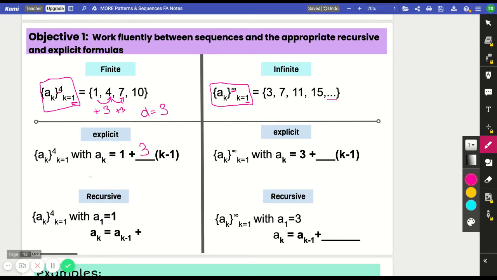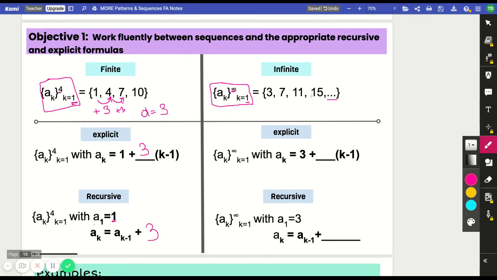Now let's look at the recursive. Recursive, again, means we're building upon the previous number, which is like our ladder. So we state the first term, which is 1, and we take the previous term, and then we add the common difference, which is 3.